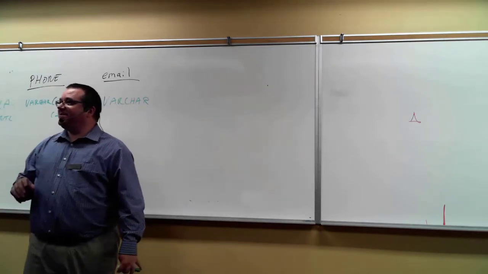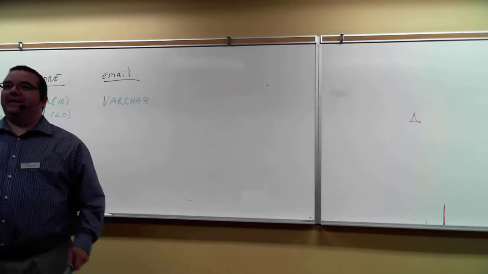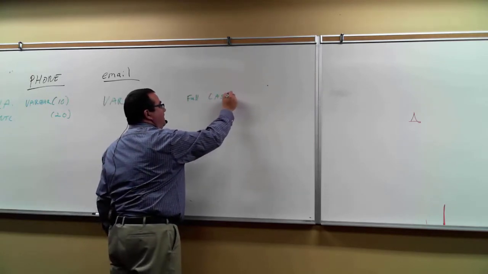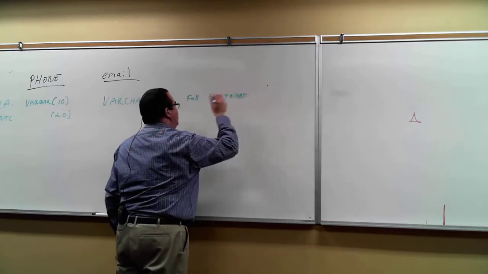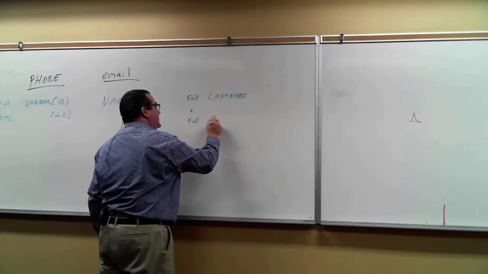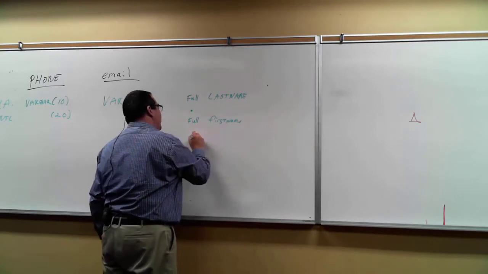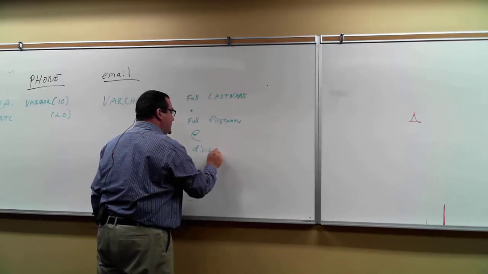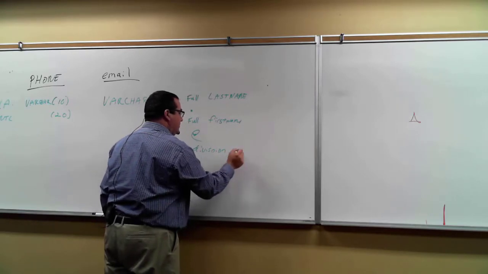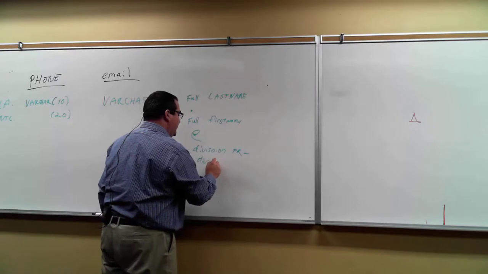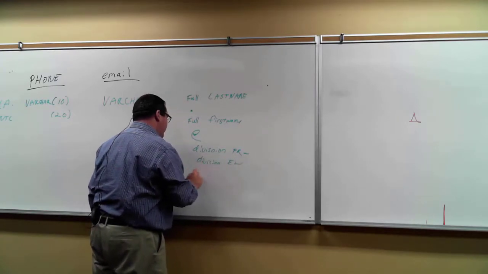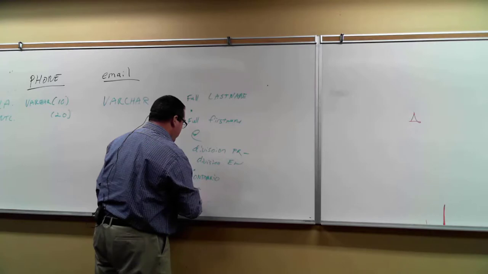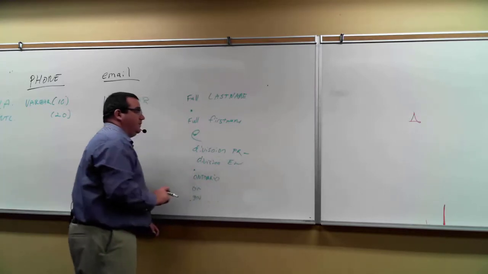There once was a time the email addresses of the Government of Ontario were really, really special. They were formatted as follows: full last name, period, full first name, at, division French dash division English, period Ontario dot O-N, and I don't know why, dot gov. Eh?